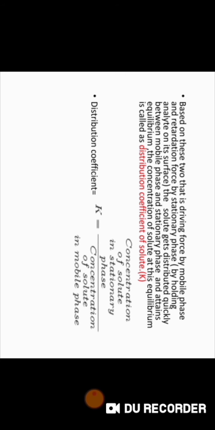If the K value is lower, that means the speed of movement of that analyte throughout the process will be higher. Why will it be higher? Because the concentration of solute B will be more in the mobile phase, and we know what the mobile phase does: the mobile phase carries the solute with it. So this is how the distribution coefficient is important. It decides the movement of the analyte or solute in the separation process.